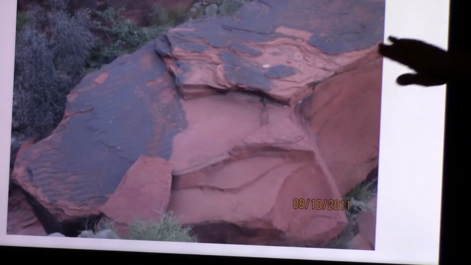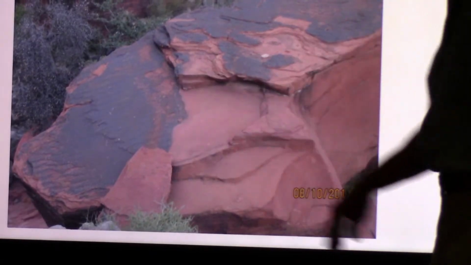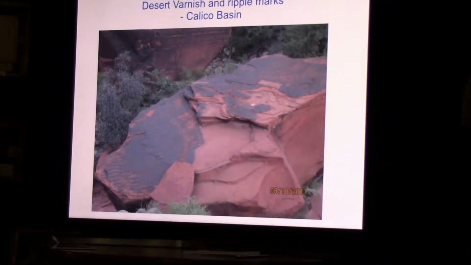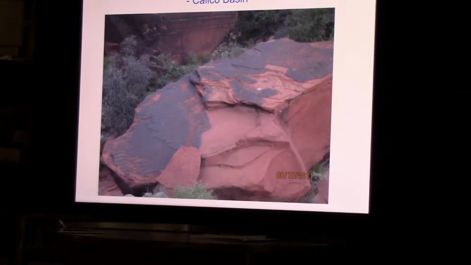And also you'll see ripples. You'll see both desert varnish and ripples, because remember, sand dunes were blown by the wind. And so you see ripples, and then it gets cemented.